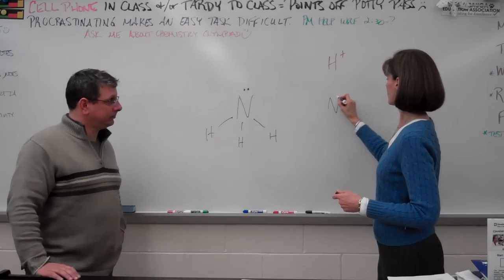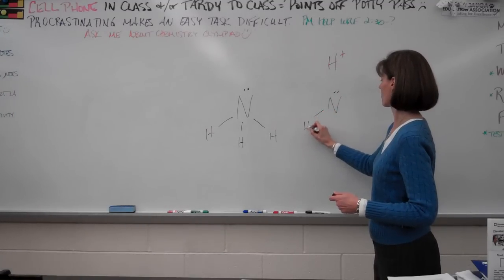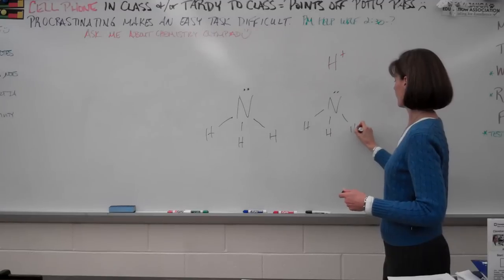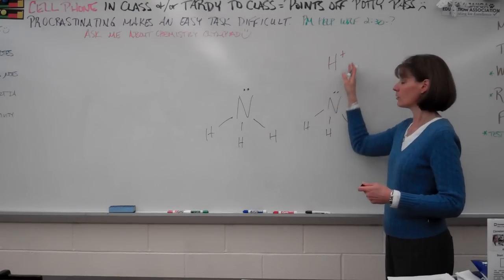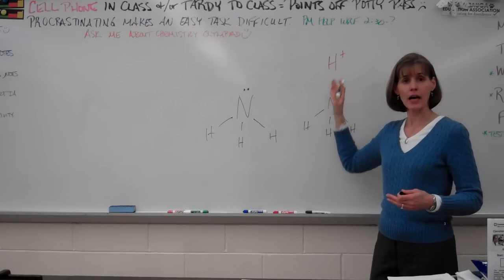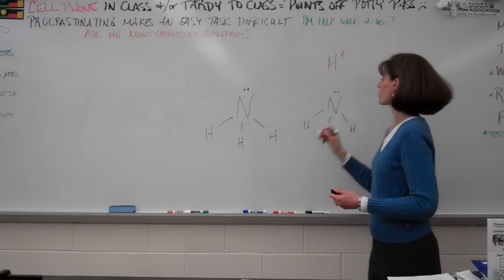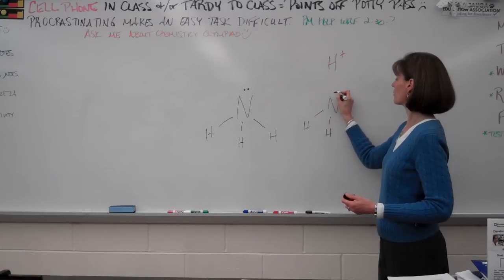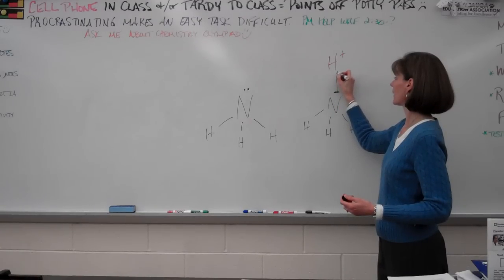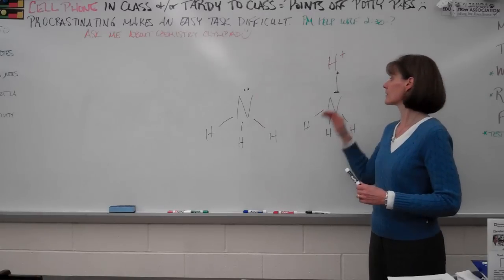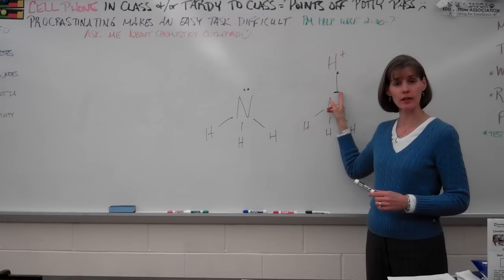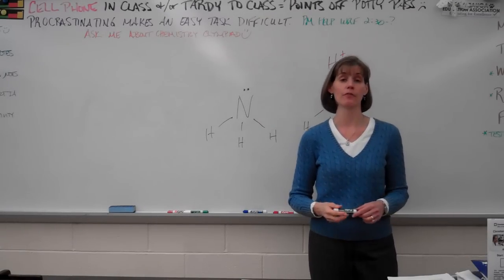Ammonia sees this and says, oh, I happen to have an unshared pair of valence electrons here. Hydrogen, you have no valence electrons. I know you really want 2, so I will be generous and donate both of my electrons to make that bond. That's your coordinate covalent bond. It is the same as a single bond with 2 electrons. It's just that both electrons came from 1 atom.